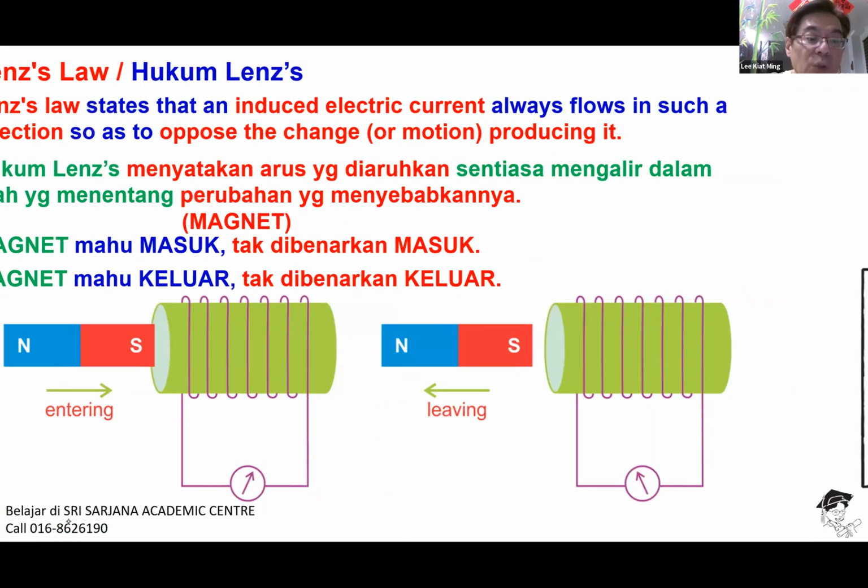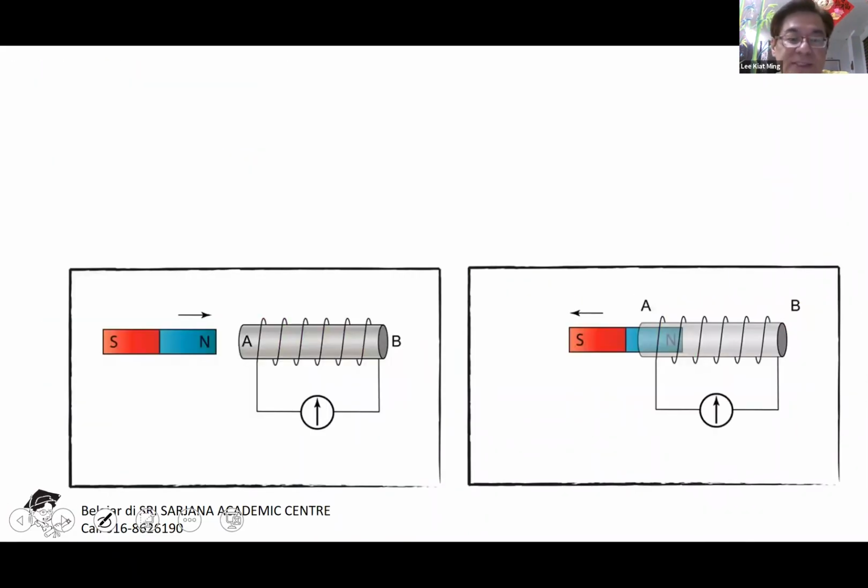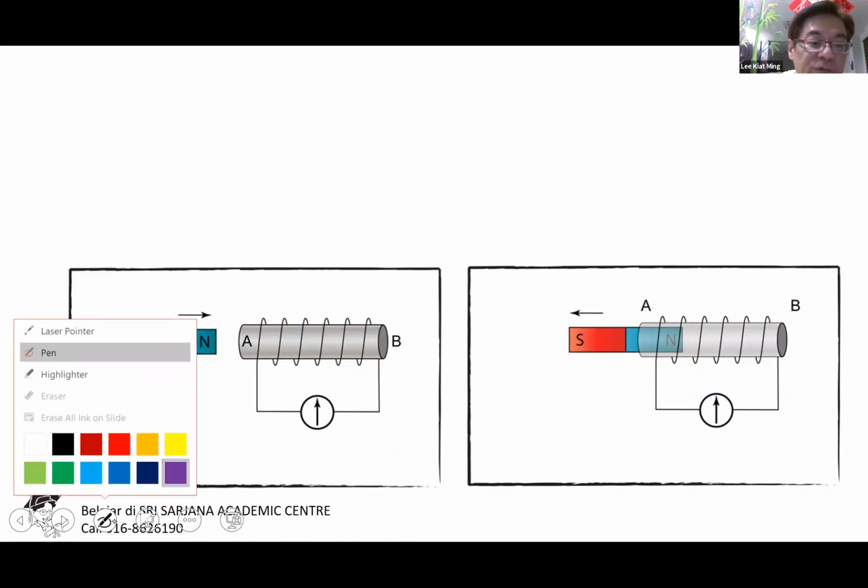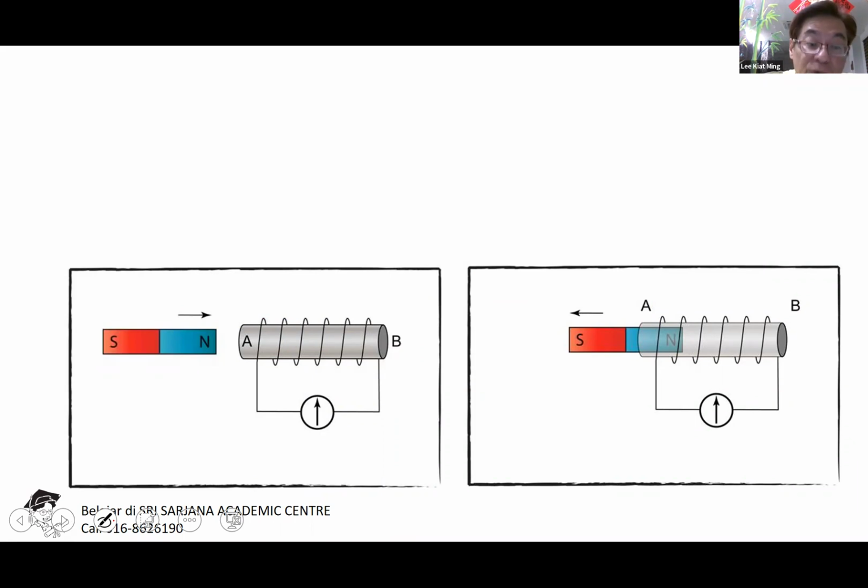Again, I change it to south now. North wants to go in, so current will be induced so that it will flow, it will oppose. Oppose meaning what? It must be going to be a north. Agree? So that is the concept: mahu masuk tak dibenarkan masuk. Betul tidak? Clear? Let's take a look at the sentence.